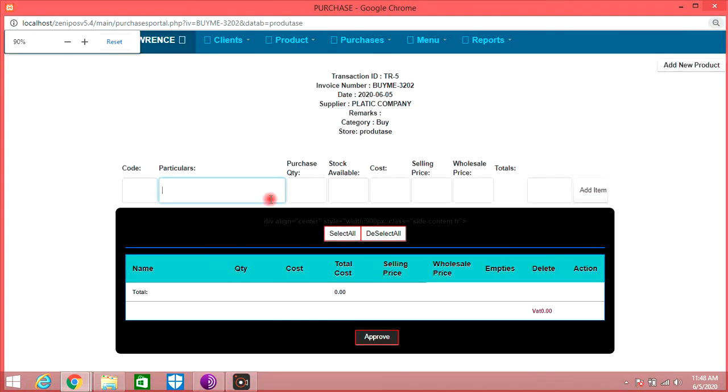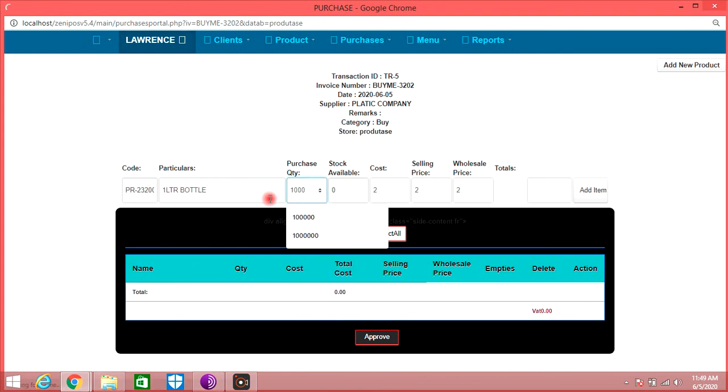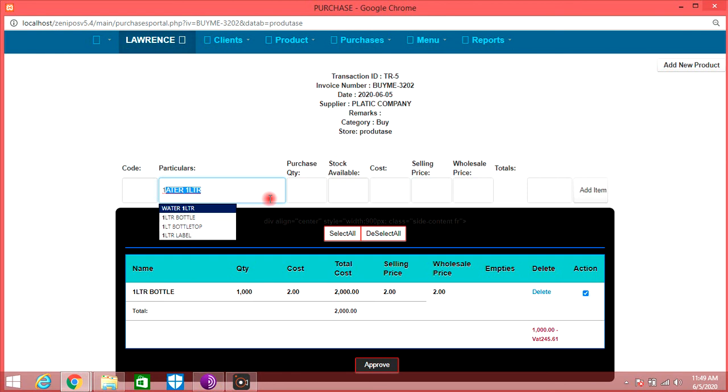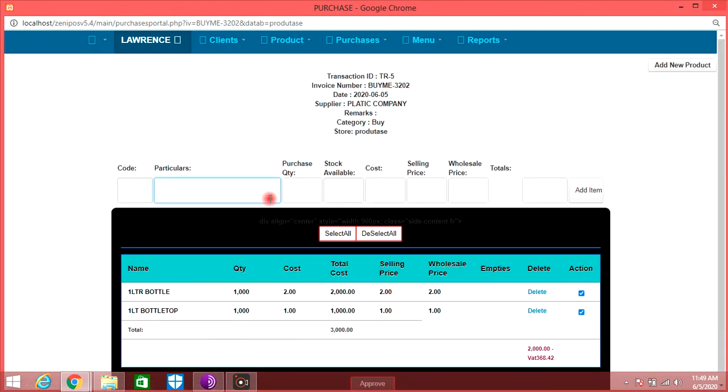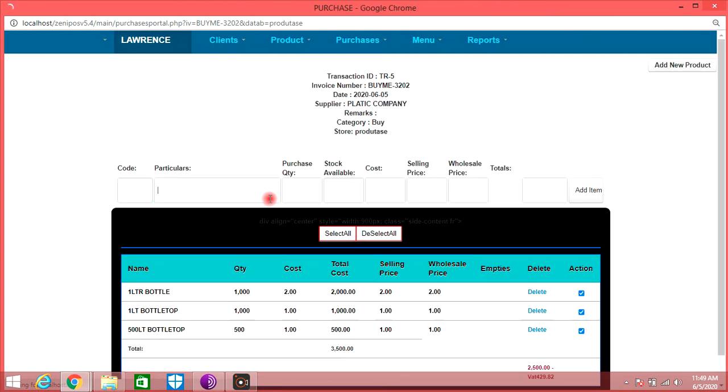So what you are purchasing basically is our raw resources that we're going to use. For example, we have the 1 liter bottle, we can purchase 1,000. We also have 1 liter bottle tops, let's say 1,000. Just want to see how the system manages the stock. 500 ml bottle tops, let's say 500.